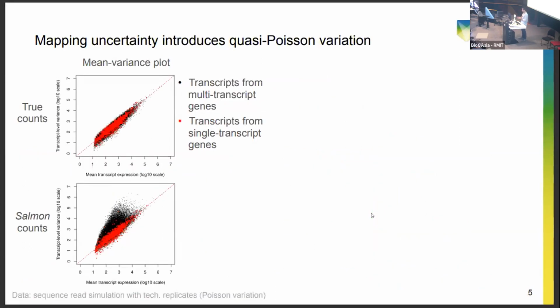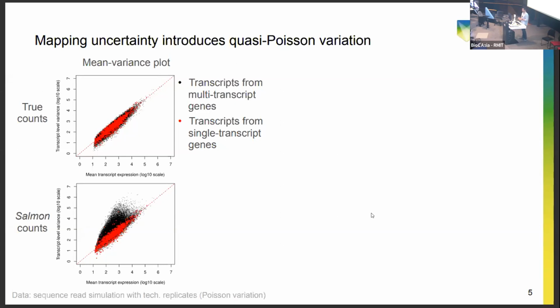So we did an experiment, very simple, to simulate data with technical replicates to assess what type of variation is coming from this mapping ambiguity. So we generate technical replicates, which supposedly should give us Poisson variation. And what I'm showing in this slide is the mean variance plots from the true counts at the top and the counts that you get out of Salmon at the bottom.